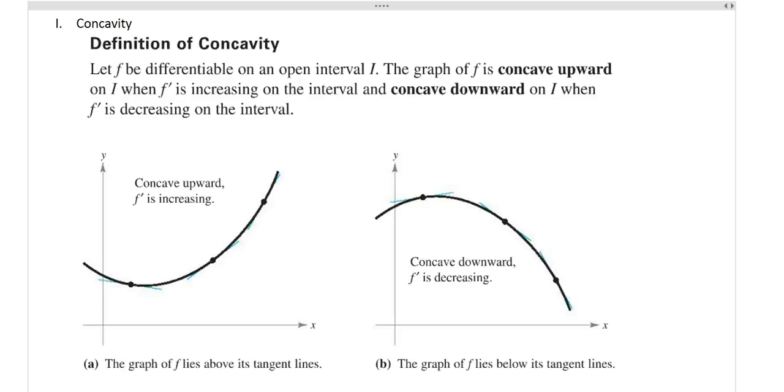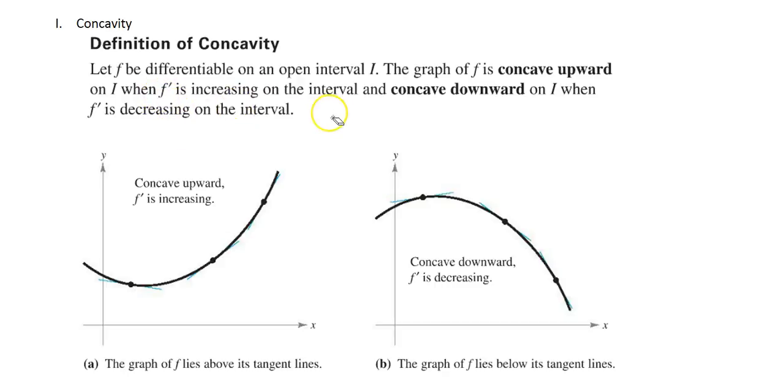So concavity is defined as a section of the graph where f prime is increasing on an interval for concave upward, and concave downward when f prime is decreasing on an interval. If you want to think about this from a visual perspective, imagine you're standing out in the rain and you're trying to keep your head dry. You could either hold a bowl over your head to catch the rain, so that would be like concave upward, or you could hold an umbrella over your head to deflect the rain, so that would be like concave downward. So up like a bowl, down like an umbrella.